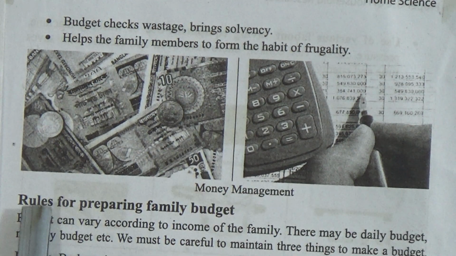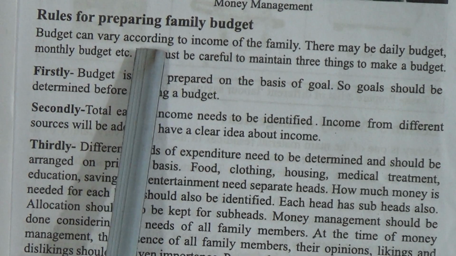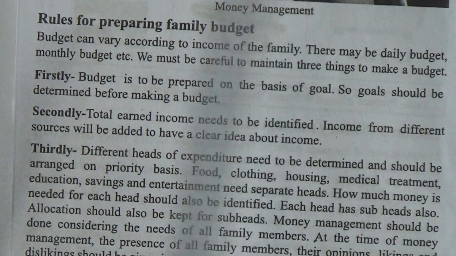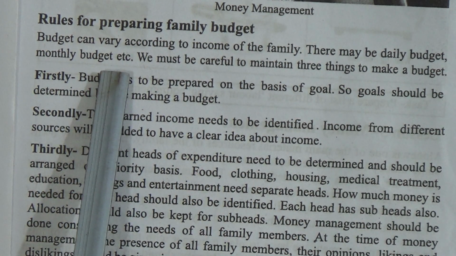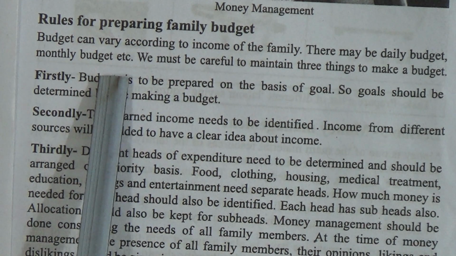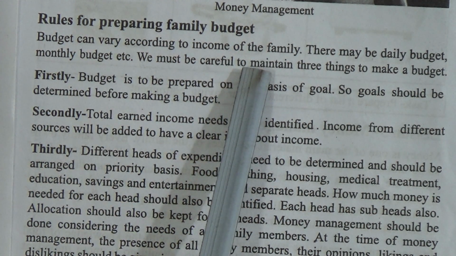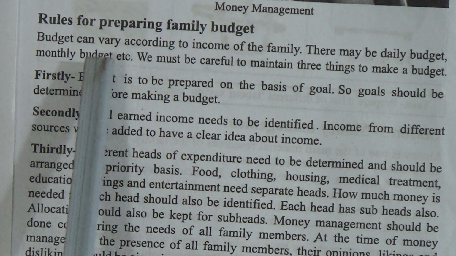Next, we will learn about the rules for preparing a family budget. Budget can vary according to the income of the family. There may be a daily budget, monthly budget, etc. So you know, we are living in a family. There are a lot of family members, so we have to think about our income and we have to make a budget, and this budget can be a daily budget or a monthly budget.